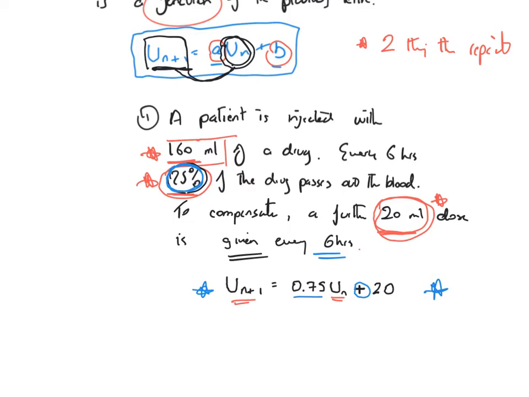So two things that repeat, that's what you're looking for, a and b. So here's the amount of drug that was in the bloodstream. 25% of it passes out, which means 75% remains, 0.75, but to compensate, that means add back in, you get another 20. u(n+1) equals 0.75 u(n) plus 20. Let's try example 2.